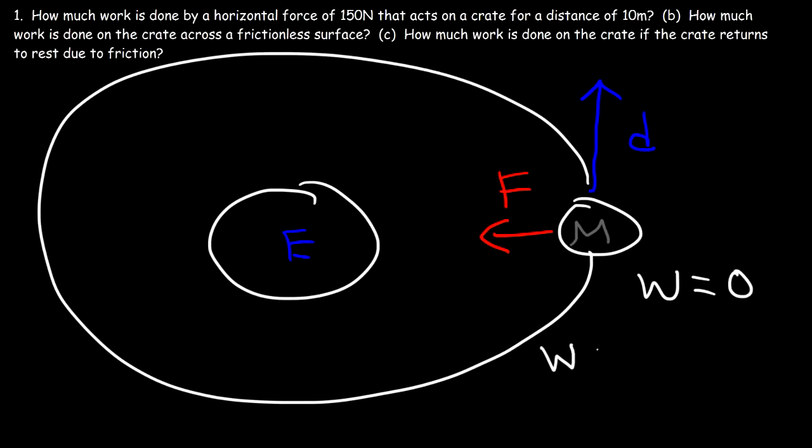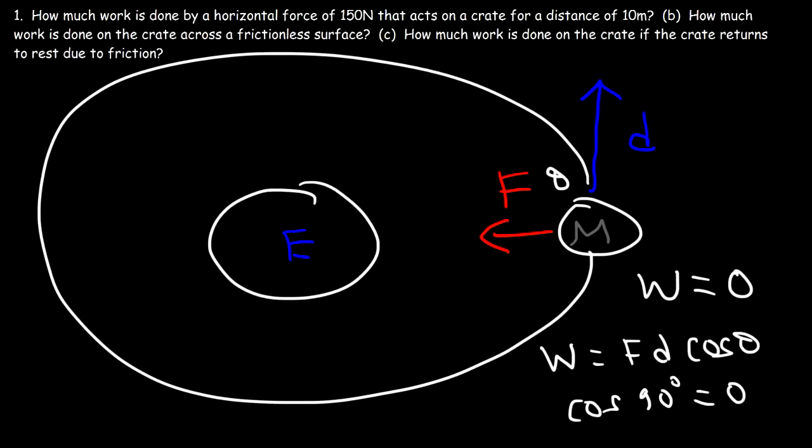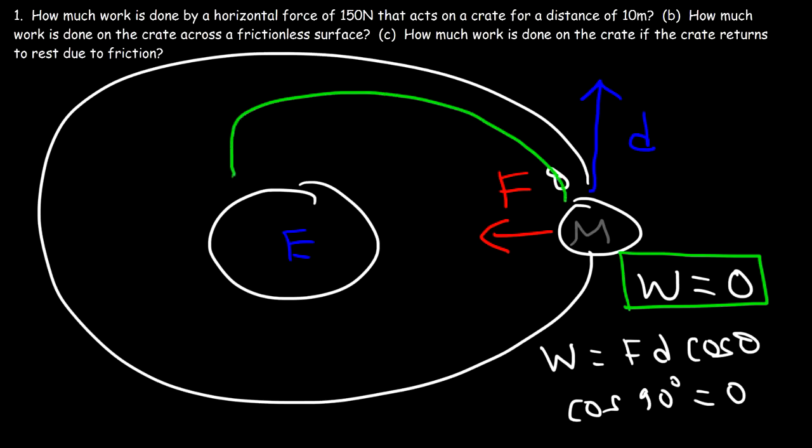In fact, work is equal to force times displacement times the cosine of the angle between them. So the angle theta is 90, and cosine 90 is equal to 0. So whenever the force and displacement vectors are perpendicular, no work is done. So since gravity does no work on the moon, it is going to remain in orbit. Now, if gravity was doing work on the moon, it would eventually accelerate towards the Earth.